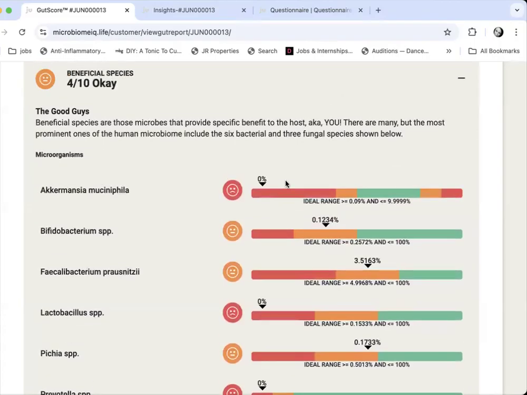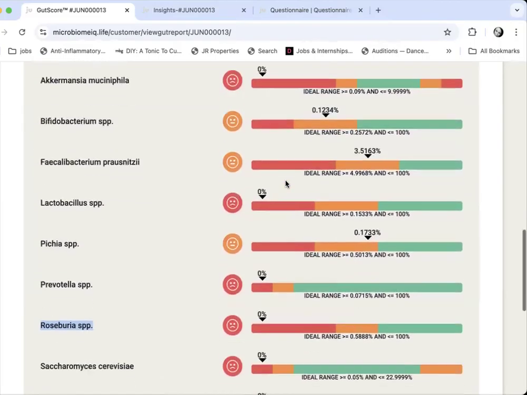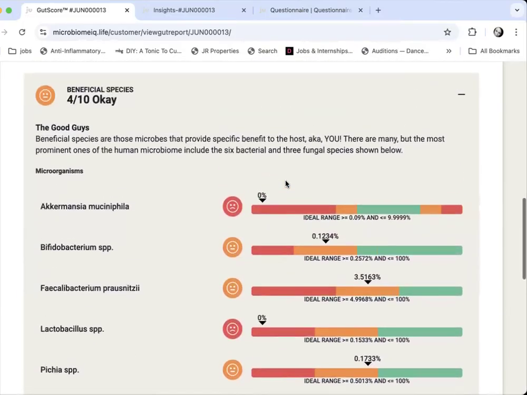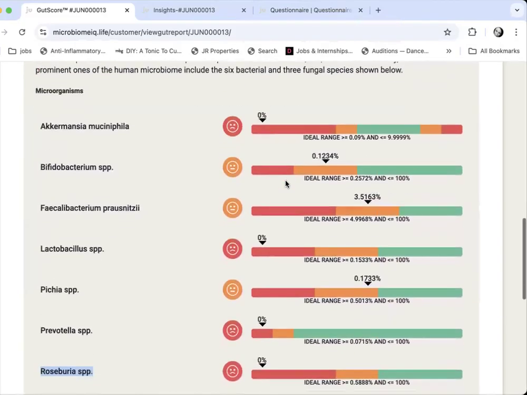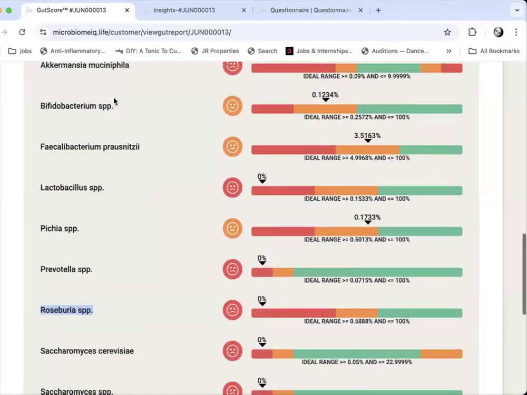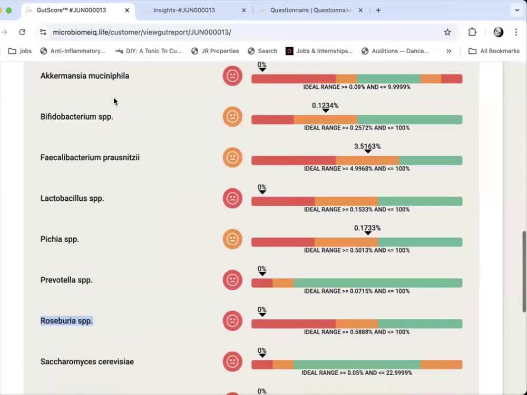But the beneficial species, now these are of course not the only beneficial species that we test for, and these species in particular are our anti-inflammatory, our protective species that have been shown in research to be the most important for our overall health. So we certainly test for other species that can be considered protective or anti-inflammatory, but we chose this handful to display because they are the most important, A, for clinical interventions, and B, they're the most well researched.